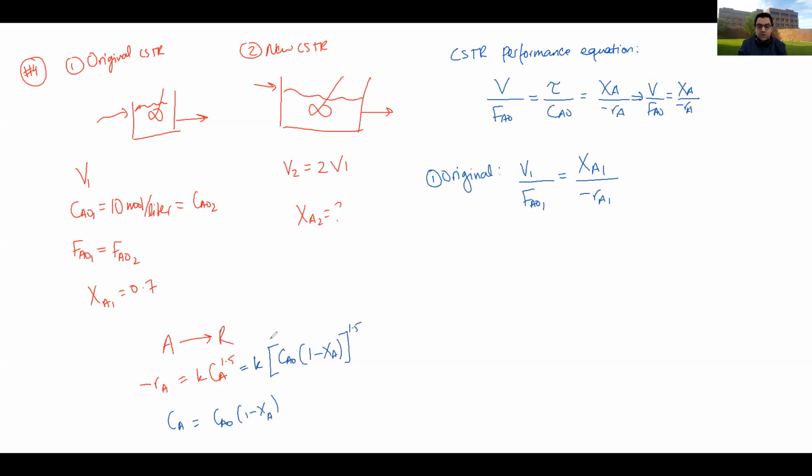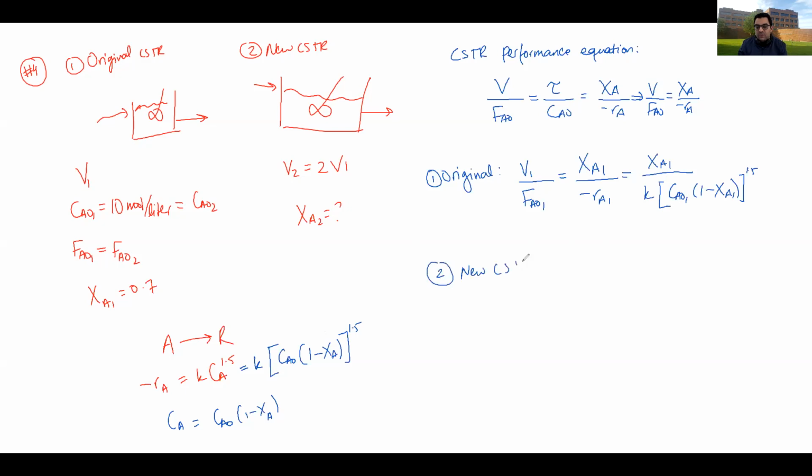So I have this expression which I can plug in directly here. I get V1 over FA0,1 is equal to XA1 over k CA0,1 times 1 minus XA1 to the power 1.5. So this is the equation for the original reactor. You can plug in the numbers here if you want. I don't like to plug in numbers until the very end.